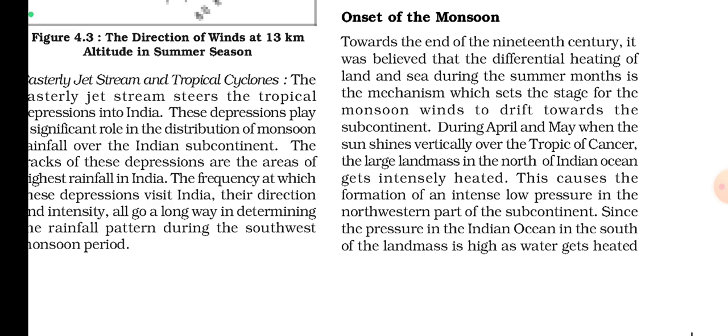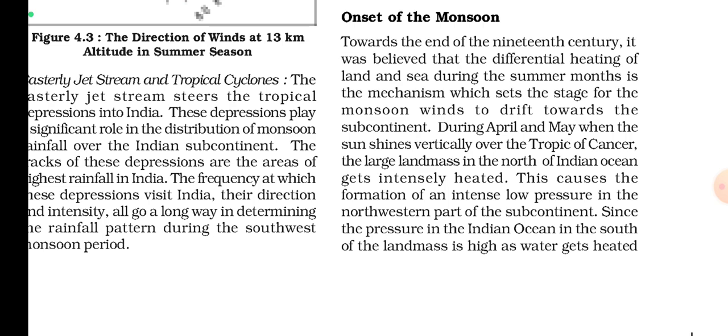Okay, let's start again. Onset of the monsoon. Towards the end of the 19th century, it was believed that the differential heating of land and sea during the summer months is the mechanism which sets the stage for the monsoon winds to drift towards the subcontinent. During April and May, when the sun shines vertically over the Tropic of Cancer, the large landmass in the north of Indian Ocean gets intensely heated. This causes the formation of an intense low pressure in the northwestern part of the subcontinent.